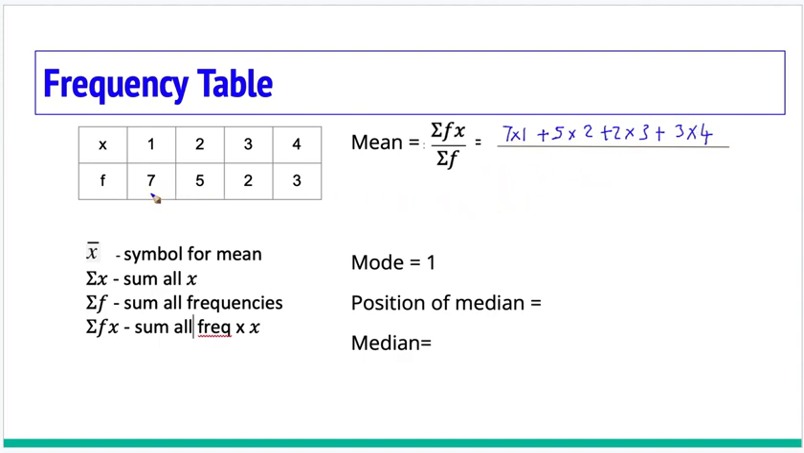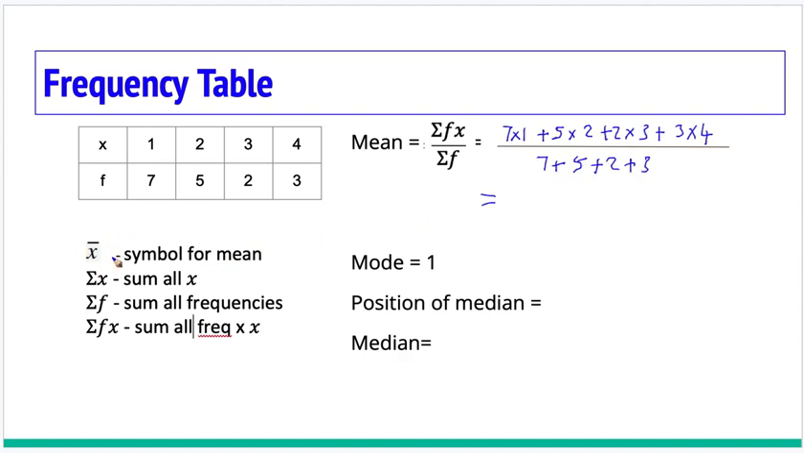And now we want to divide by the total number of items, which in this case is 7 plus 5 plus 2 plus 3. This symbol here means that we are summing the frequency multiplied by the score for each number. And this means the total frequency or the total number of items.